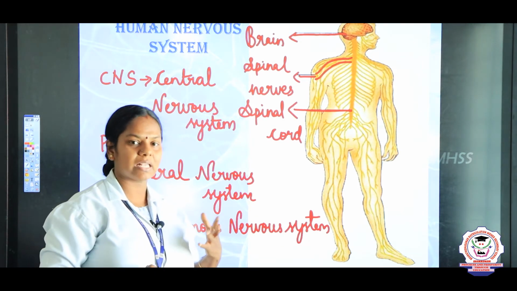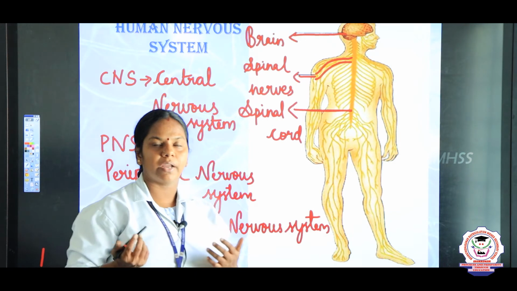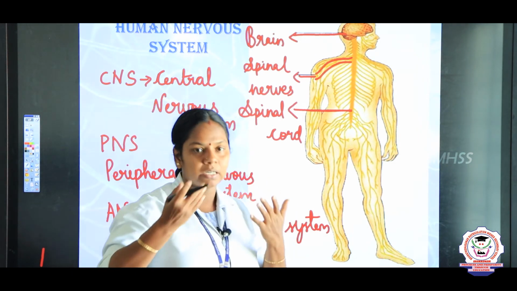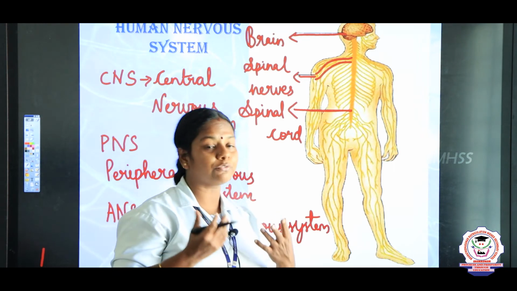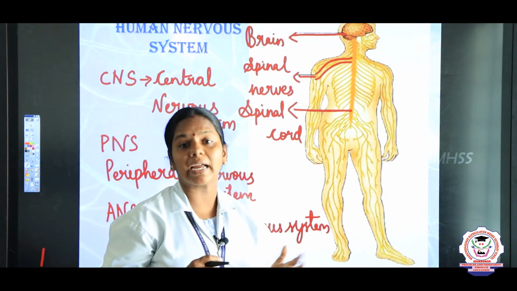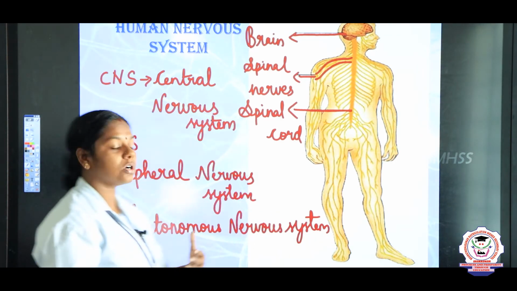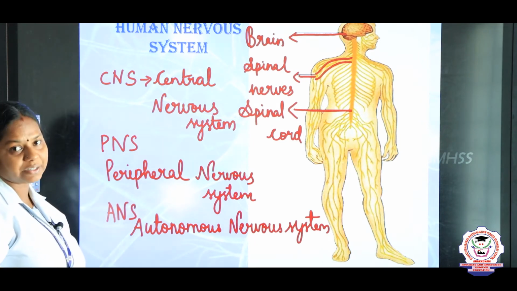That is, for example, sneezing, right? When we are exposed to dust, suddenly we close our eyelids, and on seeing food we salivate. So, these are all the activities controlled by the autonomous nervous system.